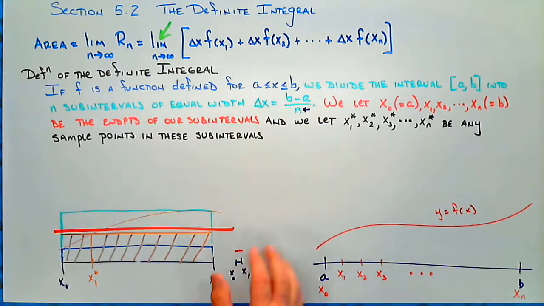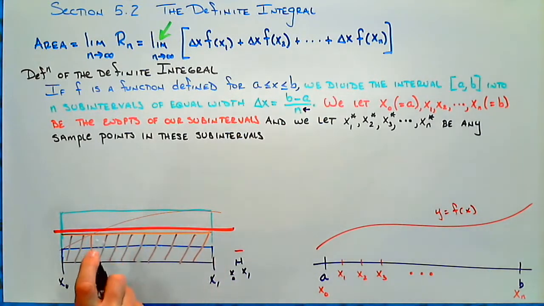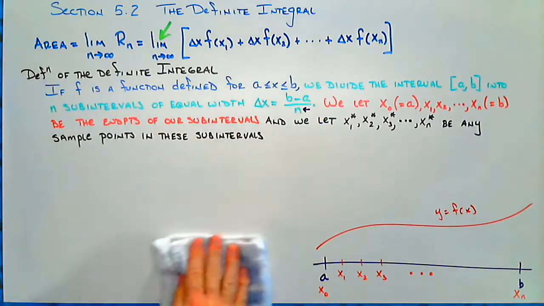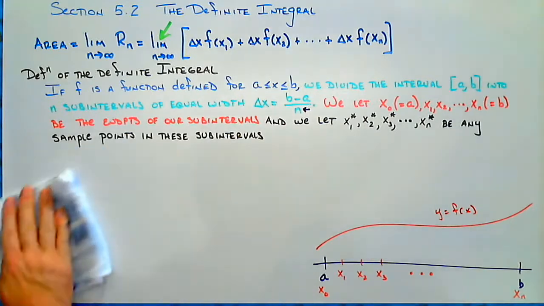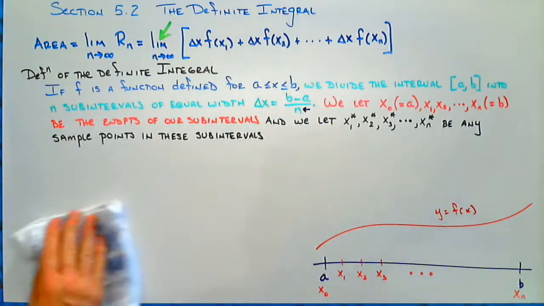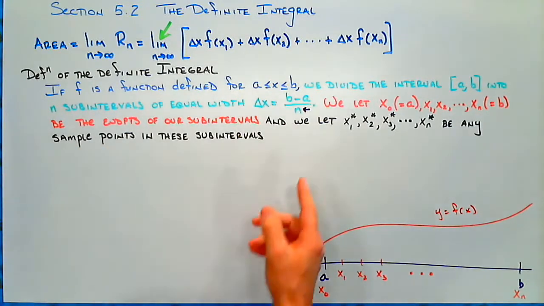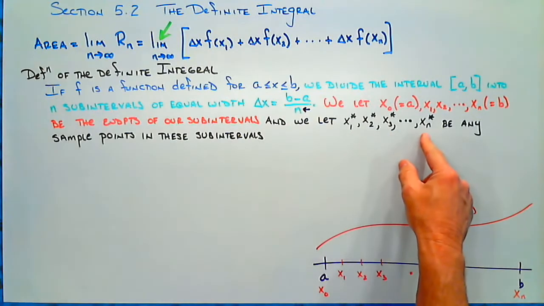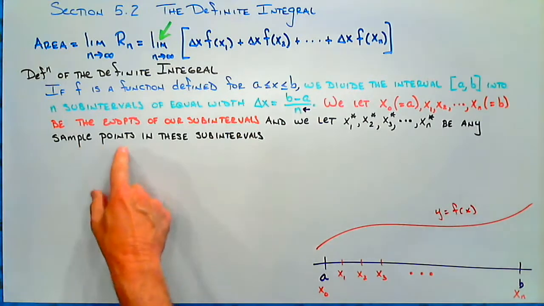Okay? So let me erase this, get this out of our way so we can finish up our definition. I hope that explains to you why the definition says, and we let x of 1 star, x of 2 star, all the way to x of n star be any sample point.